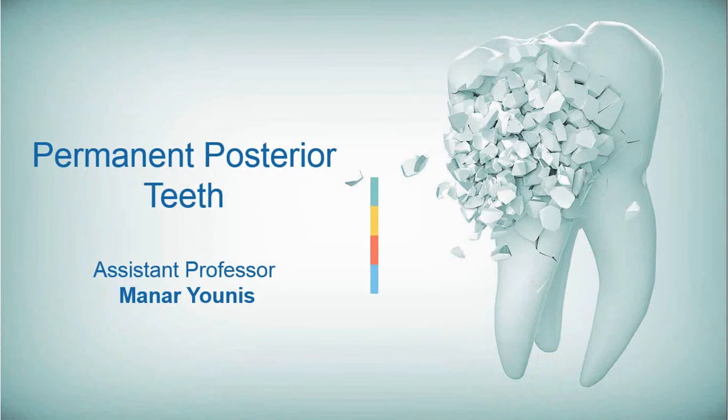Permanent posterior teeth. In this lecture, I will explain the main differences between the posterior teeth and anterior teeth in general. Then I will move to the permanent premolars and explain the class traits or characteristic features of premolars, whether they are maxillary or mandibular. And finally, I will describe the buccal and lingual aspects of the maxillary first premolar. So let's begin.